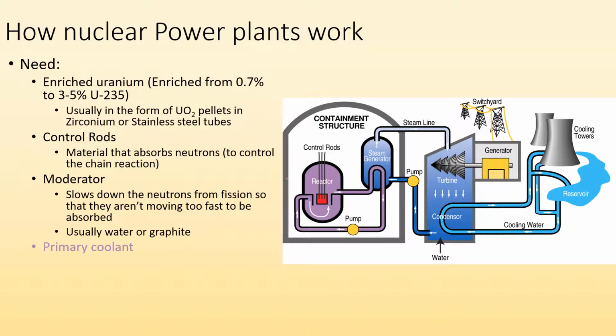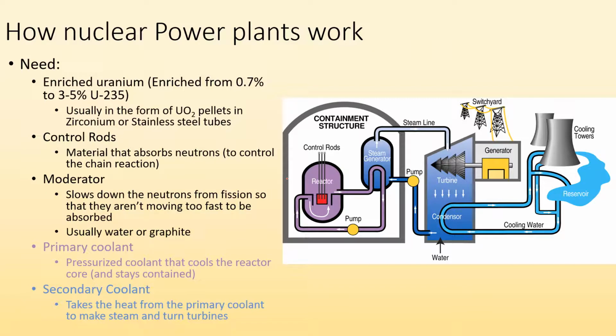You need a primary coolant, which I matched the color here so you can see it's the light purple color. It's a pressurized coolant that cools the reactor core and it stays contained. So the stuff that is in contact with the radioactive material doesn't actually ever leave the reactor. It's a closed system. What we're going to do is heat up that coolant and transfer the heat to a secondary coolant. The secondary coolant takes the heat away from the primary coolant and makes steam, which can then be used to turn turbines, which produces electricity. And that's the moral of the story, right?